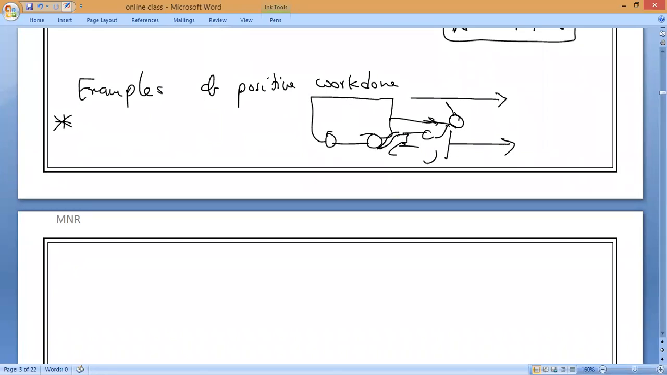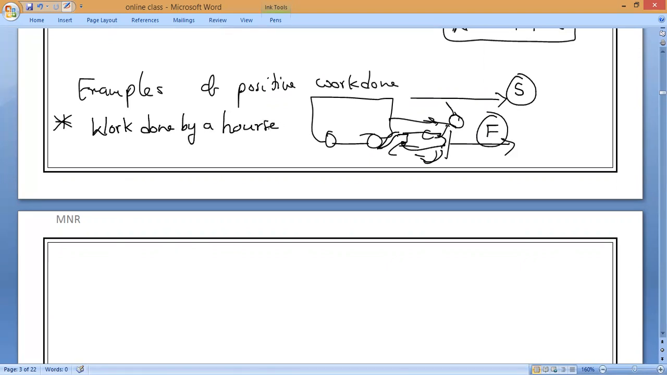Respond, guys. Horse is applying the force in this direction and displacement is also in the same direction. Now tell me, is it positive work done or negative work done? Positive, sir. Positive work done. What you have to remember: first example, work done by a horse, very important, work done by a horse in pulling a cart.